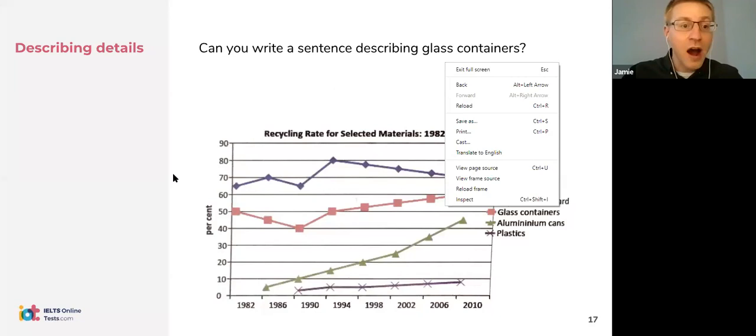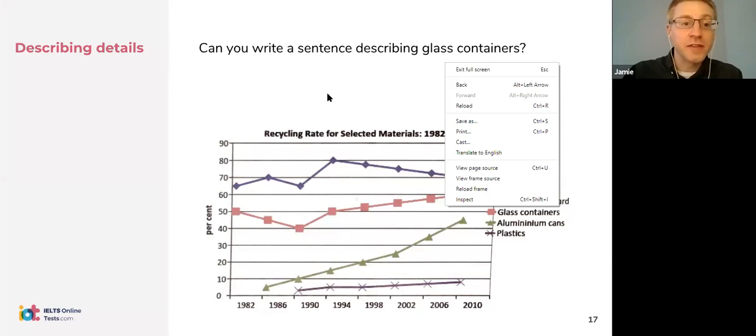One more from Prayer: the glass container rates went down till 1990, but gradually rises to 60% by 2010. Good, Prayer, very clear. You could say the glass container rates went down until 1990, but gradually rose, in the past tense, gradually rose to 60% by 2010.